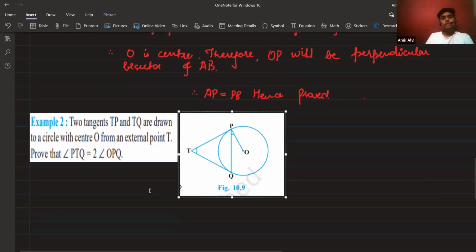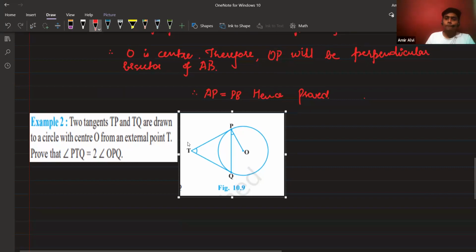So what we need to prove is that angle PTQ is equal to twice angle OPQ. Clear, everybody? Very good. So start from the beginning. The given thing is that PT equals TQ. Can I write that?